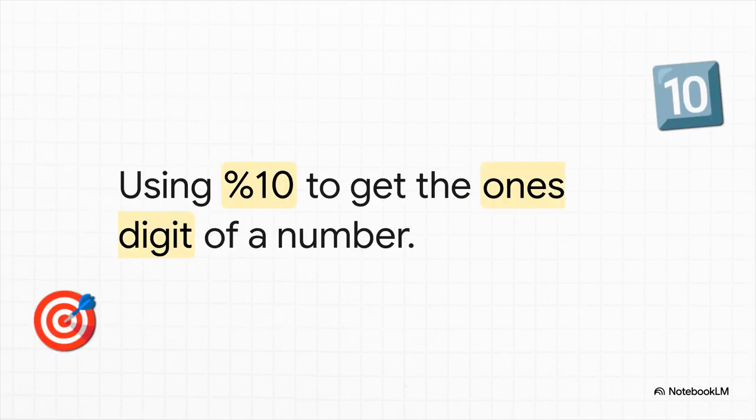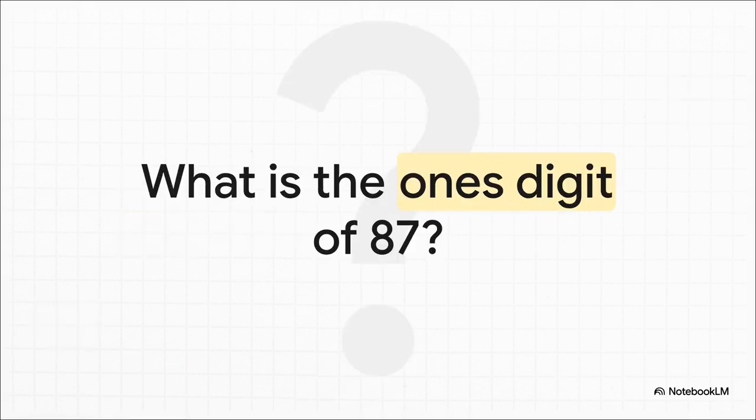Ready for the next superpower? This one is just as clever. The modulo operator can instantly pull out the very last digit, the ones digit, of any number you give it. Quick question for you. What's the ones digit of the number 87? It's 7, obviously. Your brain just knows that instantly.